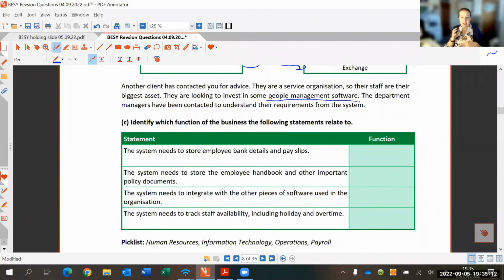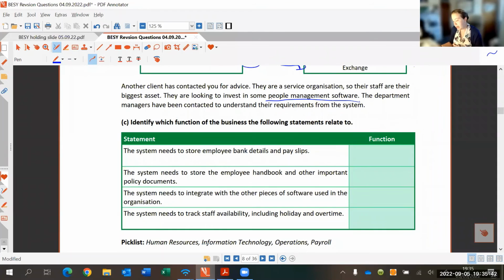It might be they need to integrate it with other bits of the software to look at staff availability, so you don't want to be booking them down for particular jobs if they're on holiday that day. So lots of different things can be available with this type of software. You don't need to know a great deal about what might be in people management software, but mainly what the different departments in a business may need that software to do, and that's what this question is asking you about.